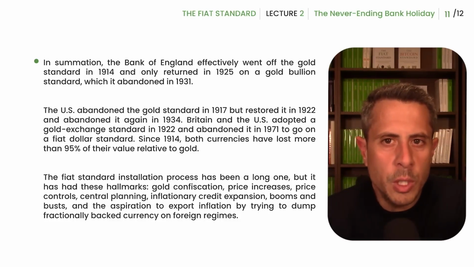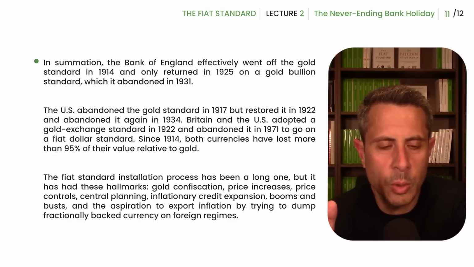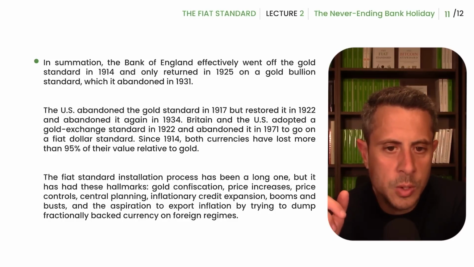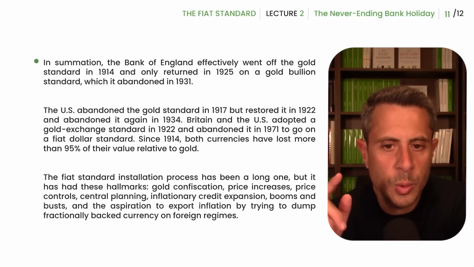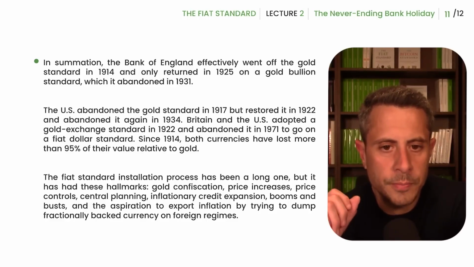So, in summation, if we wanted to think about how fiat standard came into being, the Bank of England effectively went off the gold standard in 1914 and only returned in 1925 on a gold bullion standard, which it abandoned in 1931. The US abandoned the gold standard in 1917, but restored it in 1922 and abandoned it again in 1934.